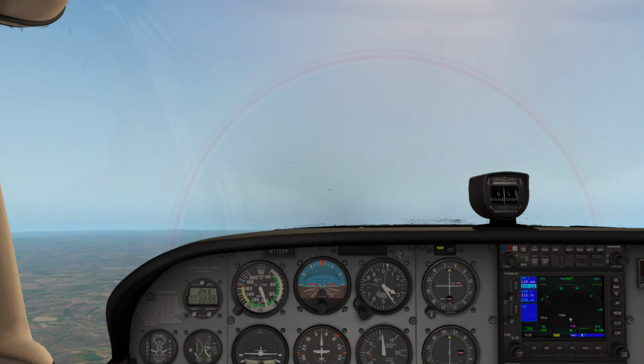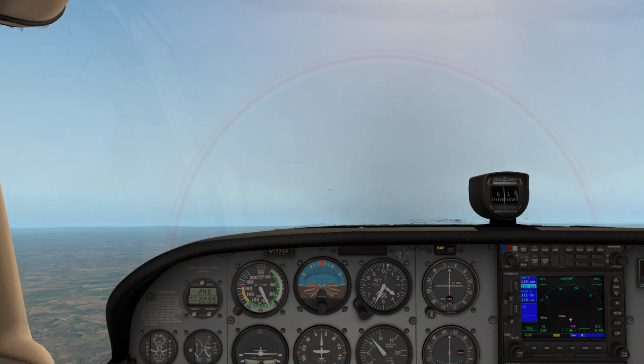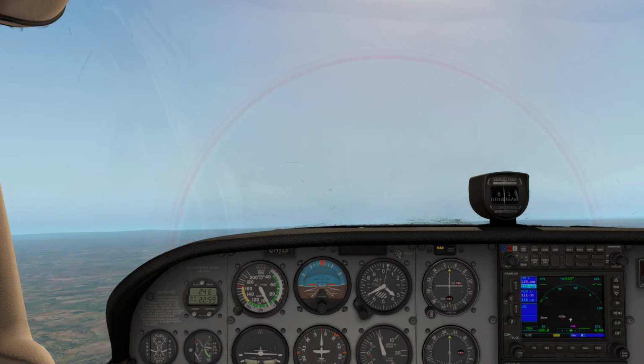to maintain my aircraft is still in the climbing attitude. And then right now at about 500 feet, I need to check out the traffic again because I don't want to hit anything. And then I continue the climbing.